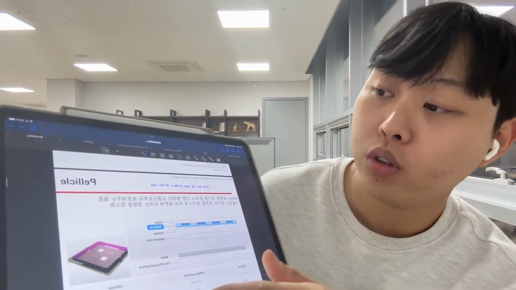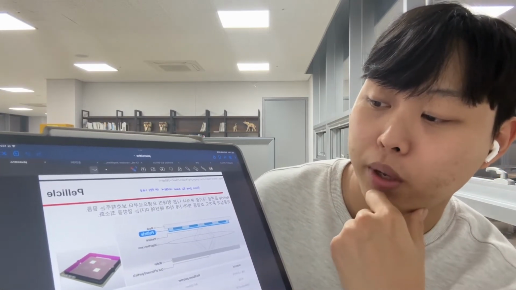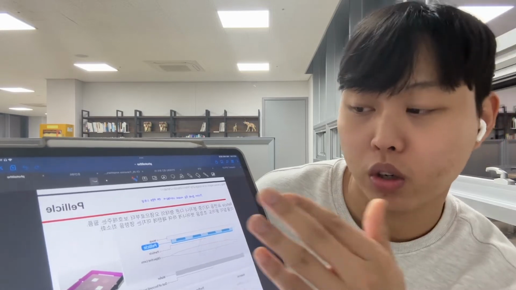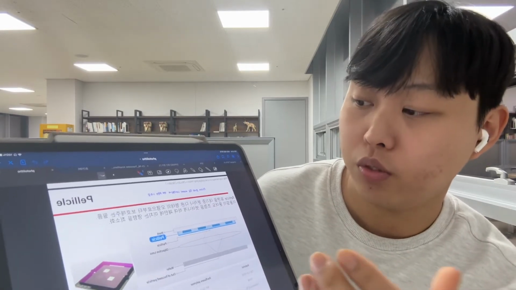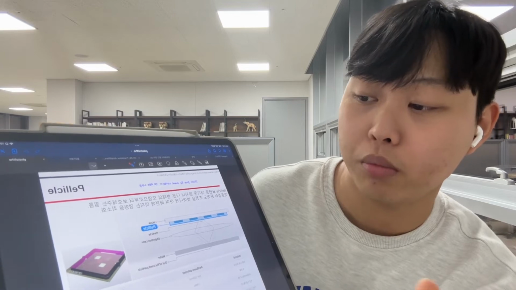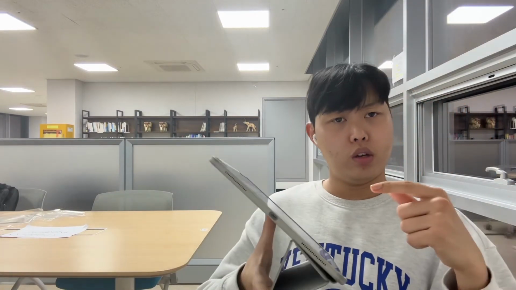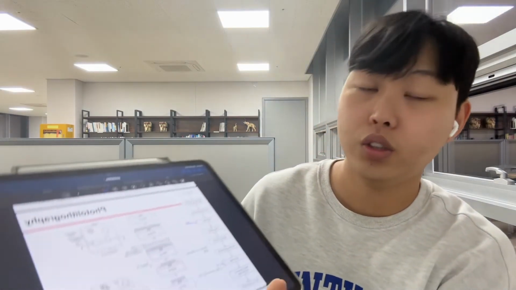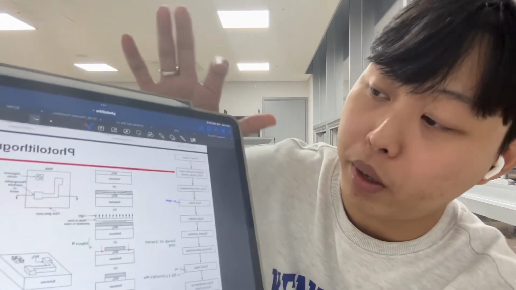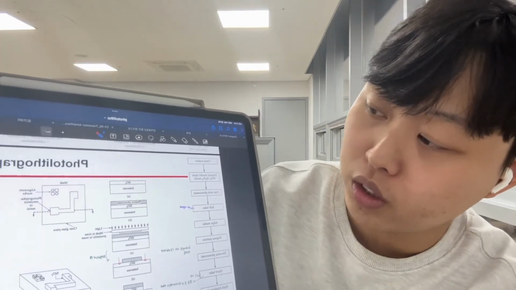And as I told you before, this is a structure called pellicle. We put it on the mask or on the reticle to prevent any particles from entering the mask. If there are particles on the mask and we expose the light, then the wafer die wouldn't be the same as what we want to make. So it is a very important structure. This is just a very basic structure of photolithography.